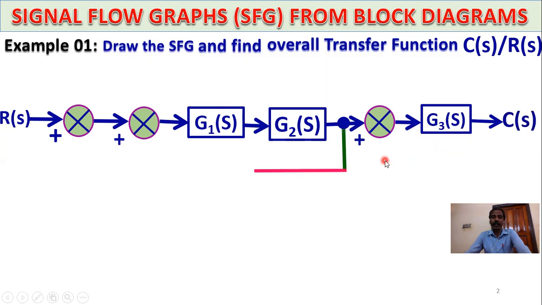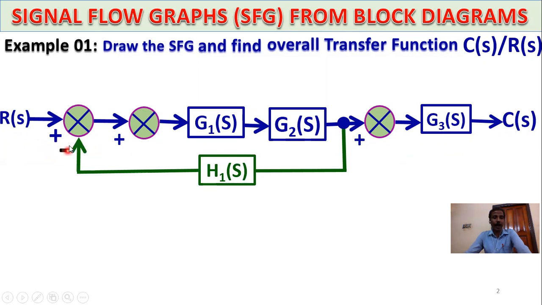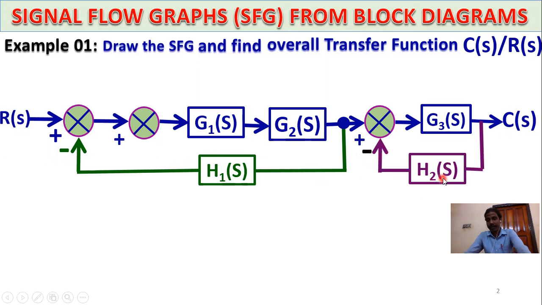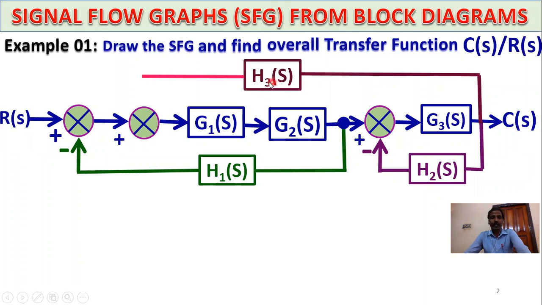Then this is the feedback, negative feedback, H1(s) the feedback element. Another feedback, also negative feedback, with feedback element H2(s). Third feedback, also negative feedback, with feedback gain or element H3(s). So this is the block diagram.